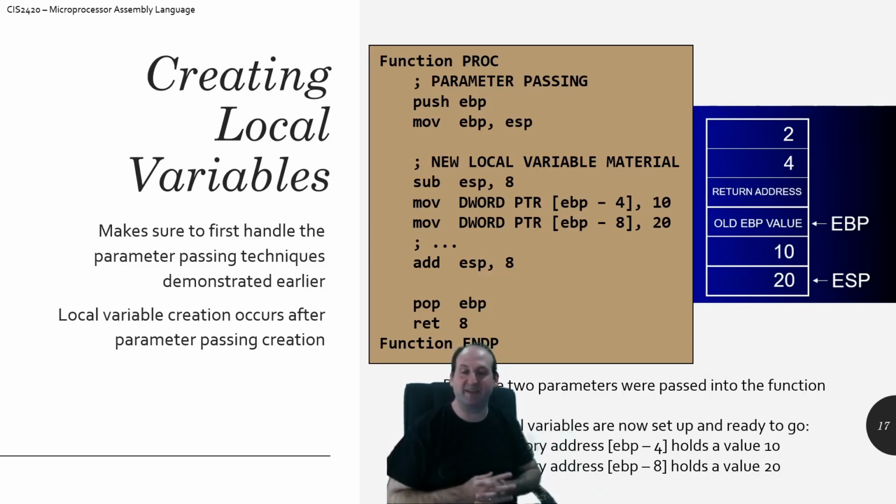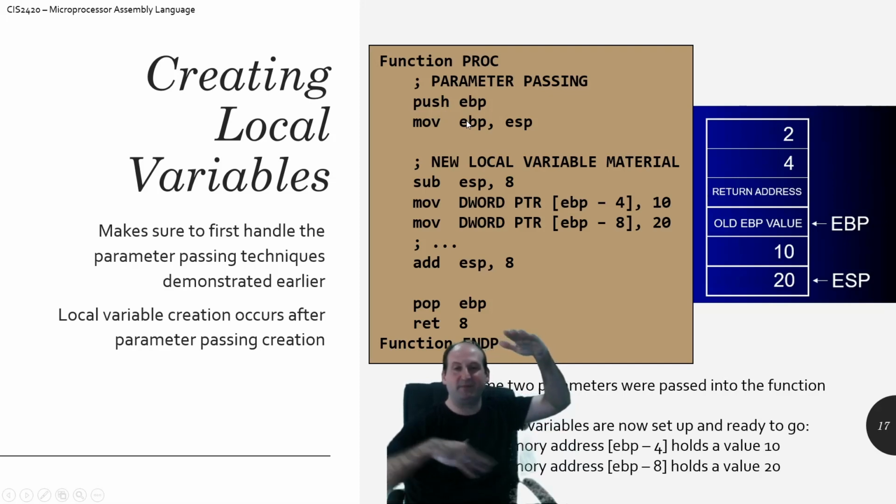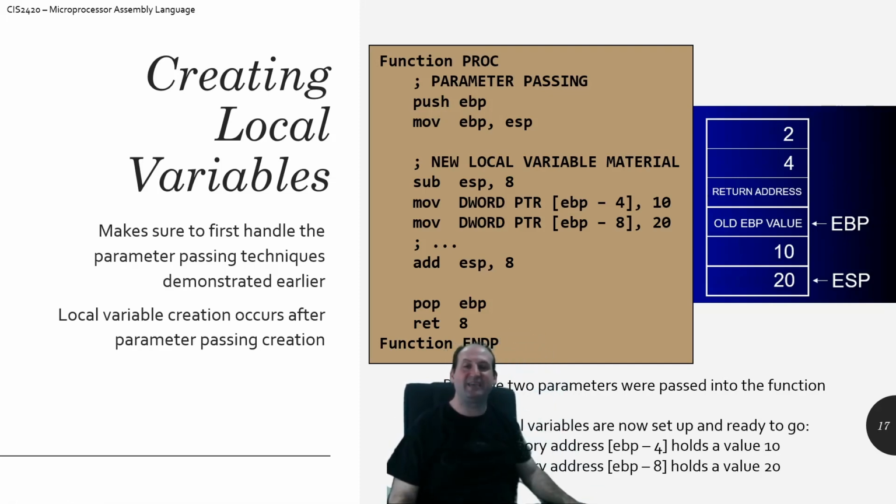Let's go ahead and try this, creating a local variable. The first thing we ever do is worry about the parameter passing. We always take care of that first. That's push EBP, move EBP, ESP, pop, ret. That always comes first. That's still the top and the bottom of the function. And now the secondary stuff here is the local variables.